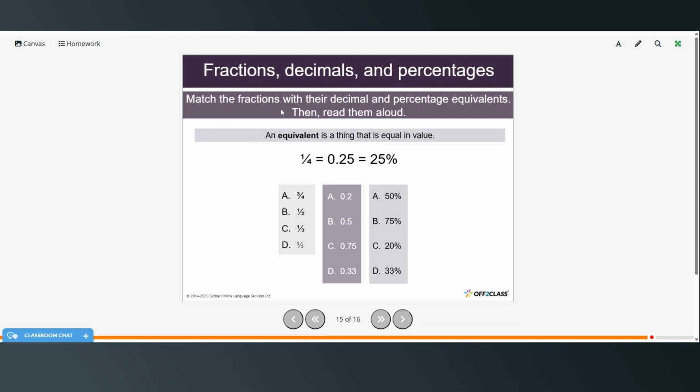All right, so now you're going to try to match the fractions with their decimal and percentage equivalents and then read them out loud. An equivalent is a thing that is equal in value. So for example, 1/4 is equal to 0.25 and 25%. So go ahead and try those on your own, and then you can restart when you're ready to check your answers.